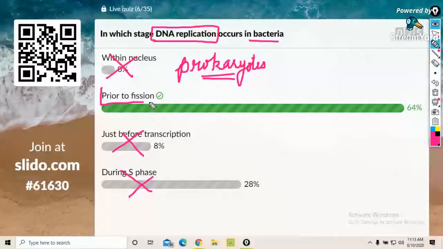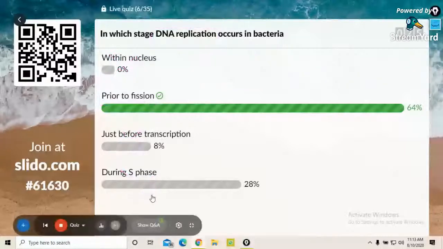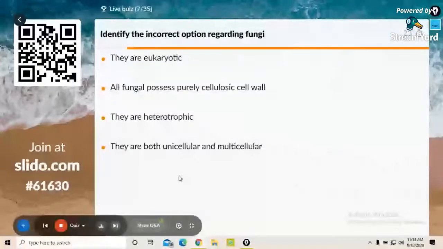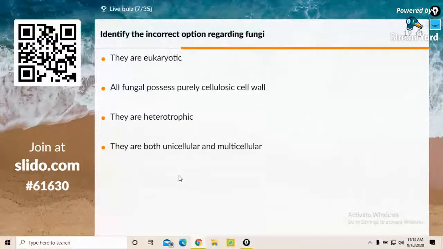Okay. 7th question on the screen. Identify the incorrect option regarding fungi. They are eukaryotes. All fungi possess purely cellulosic cell wall. They are heterotrophic in nature. They are both unicellular and multicellular in nature.